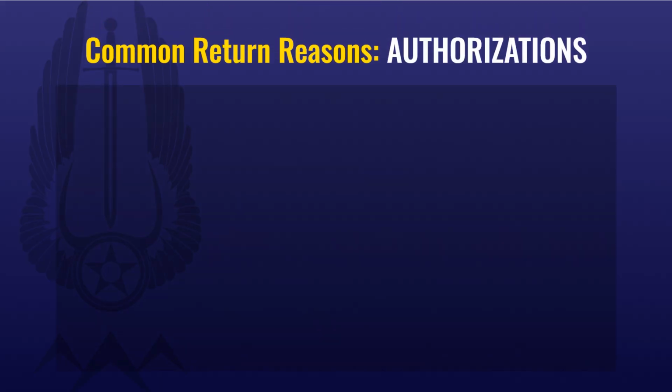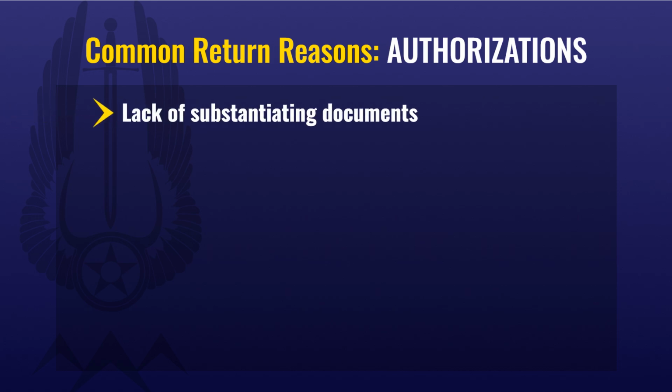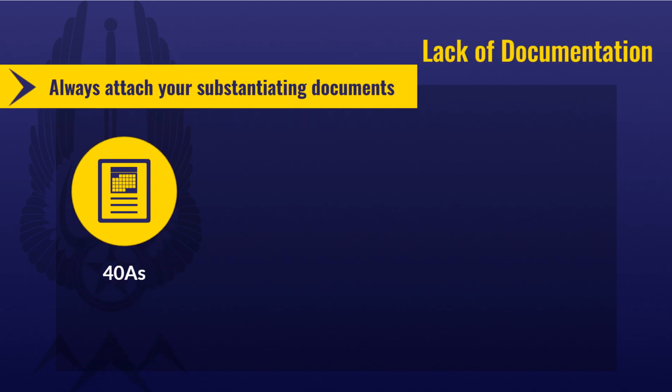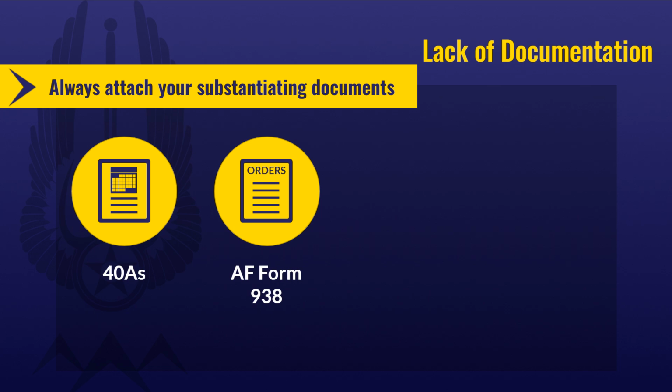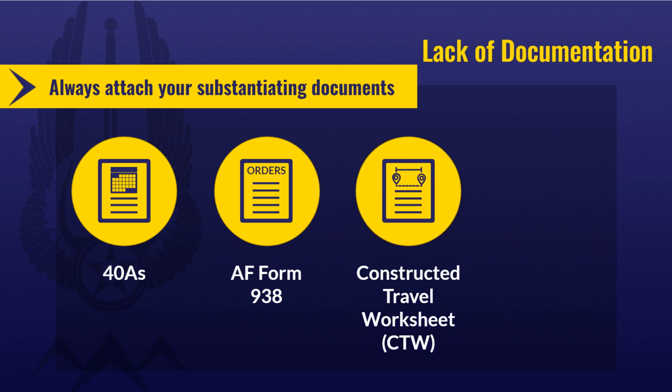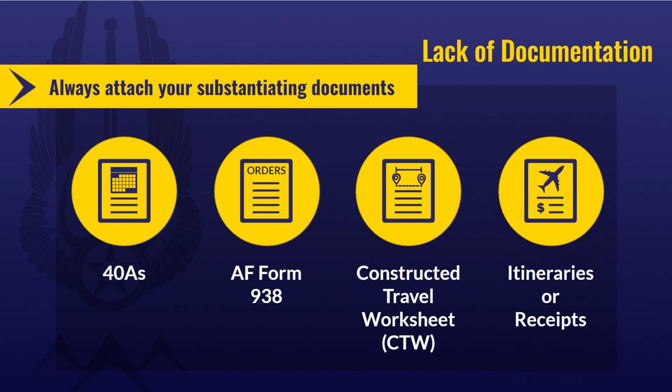We'll begin with common return reasons for travel authorizations. Try troubleshooting these issues on your own to avoid delayed reimbursement. First, your authorization could be returned if you did not attach substantiating documents that are relevant to your trip. Make sure you include your colorized 40As, your AF 938 orders form, a constructed travel worksheet if you were approved to fly but chose to drive instead, and any itineraries or receipts.